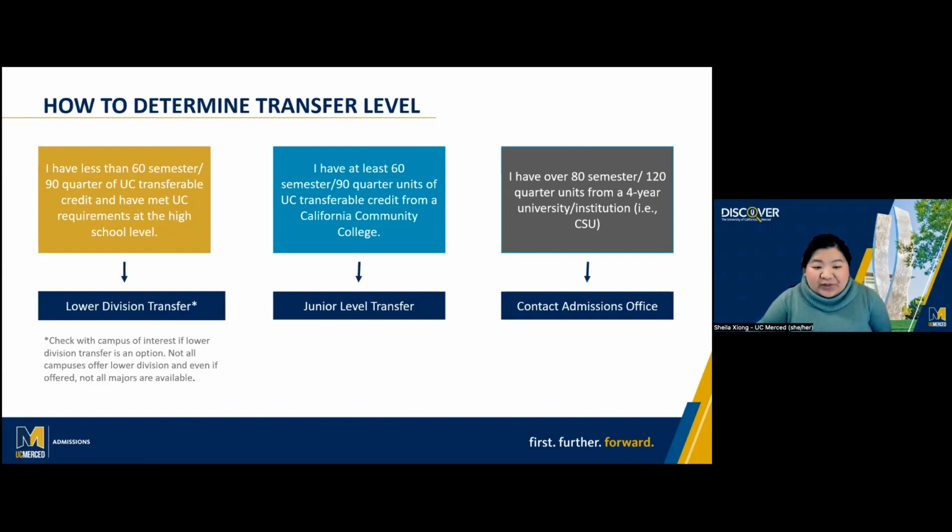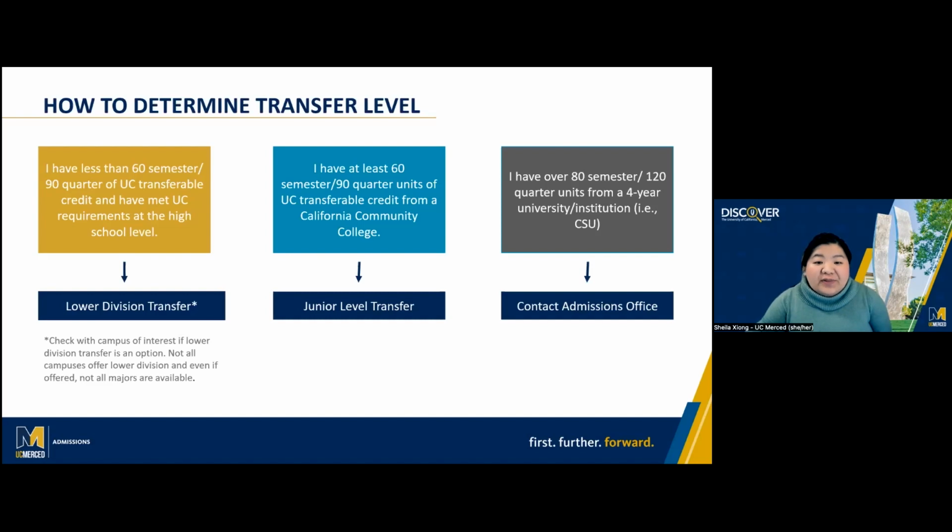All right, next situation. I have at least 60 semester or 90 quarter units of UC transferable credit from a California community college. If you have at least 60 semester or 90 quarter units of UC transferable credit from a California community college, you are considered a junior level transfer. The difference between lower division and junior level is the completion of the minimum 60 semester or 90 quarter units. If you've met the minimum 60 semester or 90 quarter units or have gone over that, you are a junior level transfer student. If you've not yet completed 60 semester or 90 quarter units, you are a lower division transfer student.